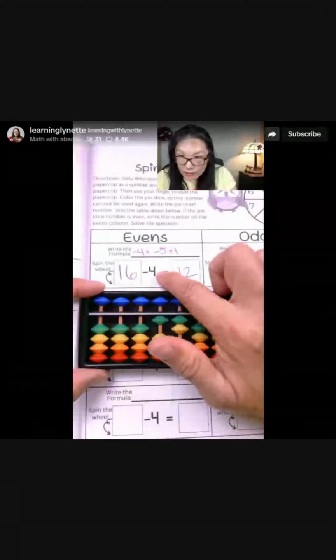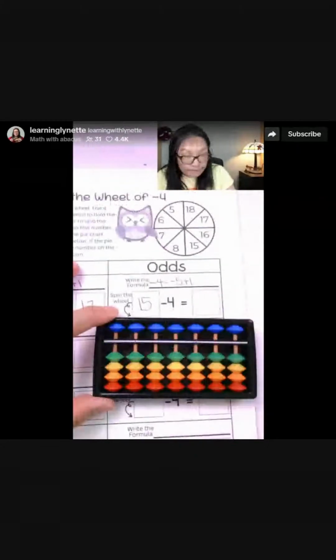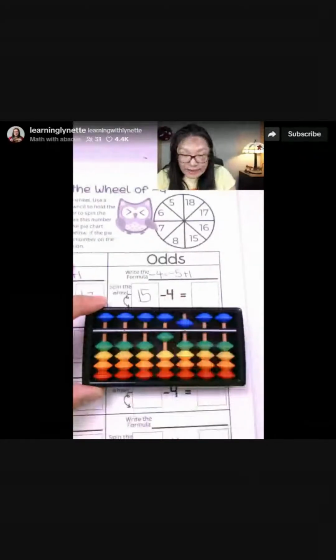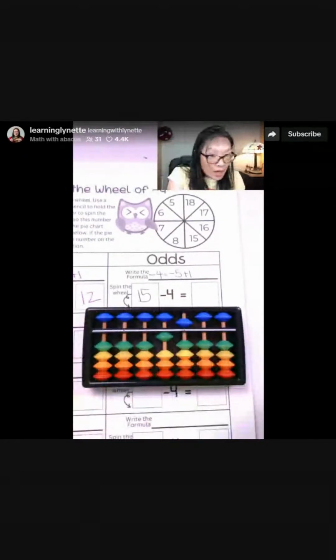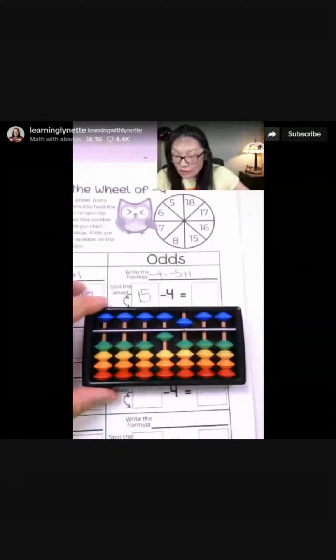We can do it again. If we have 15, I have a 1 and I have 5. I need to take away the 4, but guess what? I don't have enough beads to take away the 4. What am I going to do? Because I don't have enough beads to take away the 4, I need to minus the 5 plus the 1. My final answer is 11.